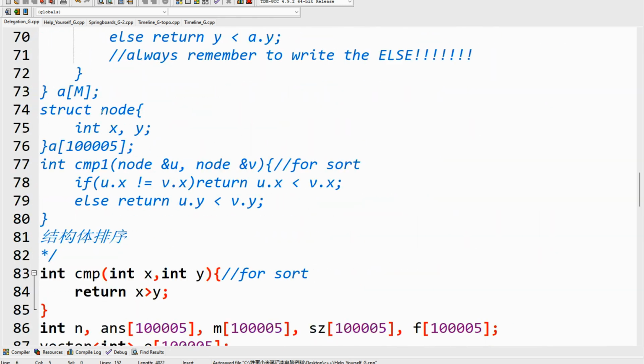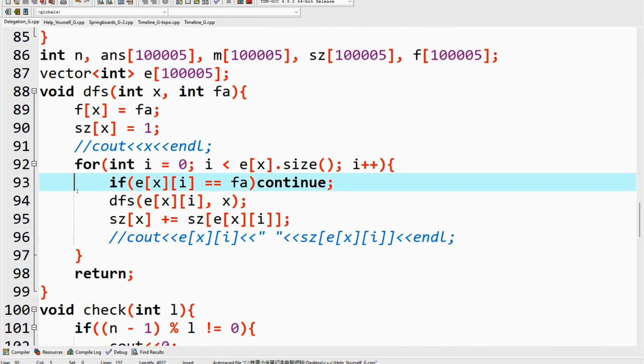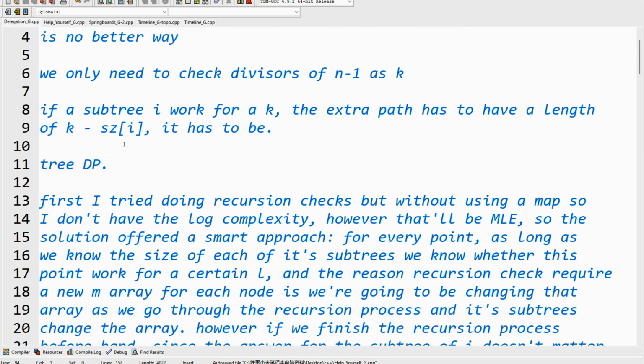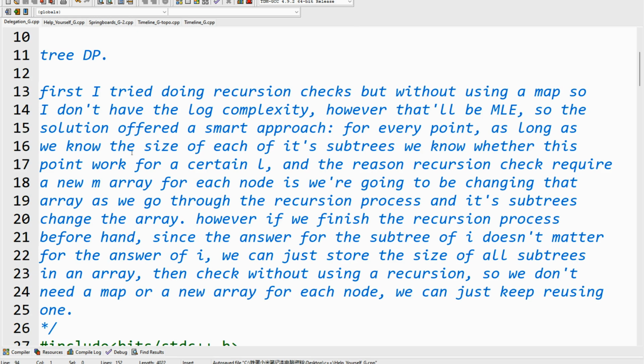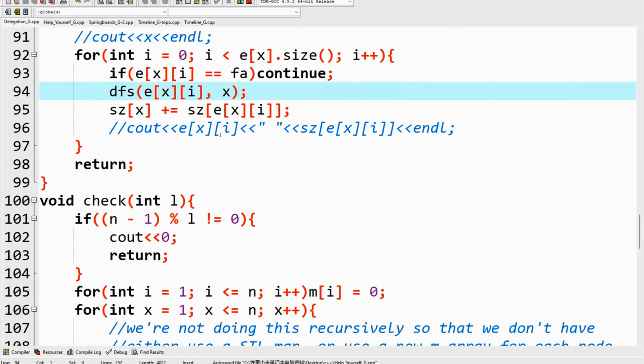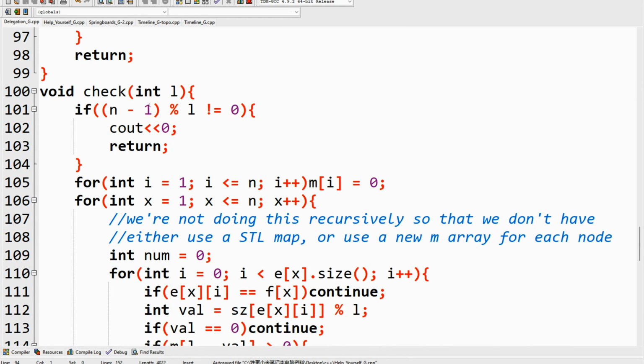However, we can find the size, but if we just do a recursion to check for the answer for every single node, we're going to have either too high of a space complexity because we need a new array for every single node, or too high of a time complexity because we need to use a map, right? So the solution offers a clever idea here. We don't have to actually check recursively.